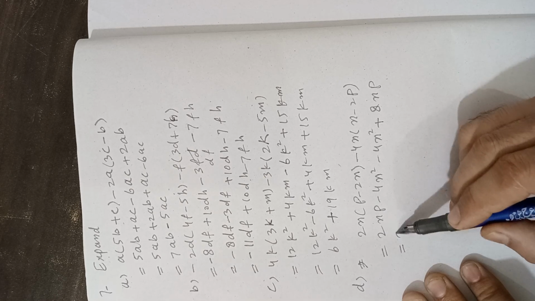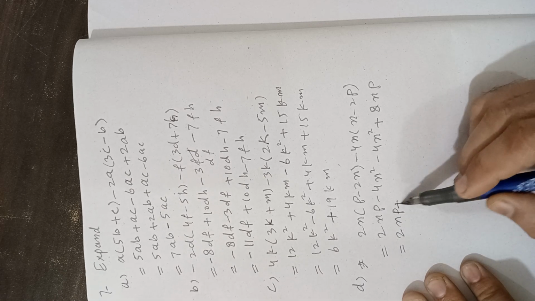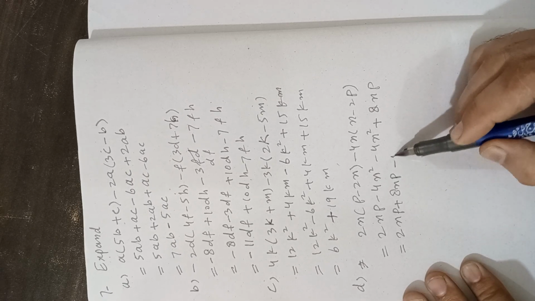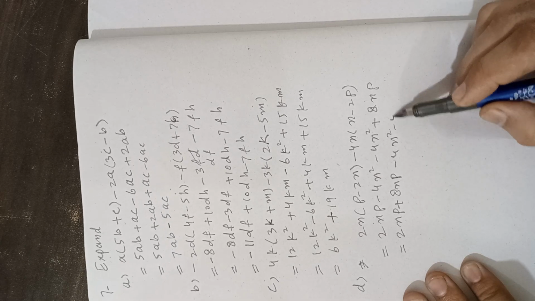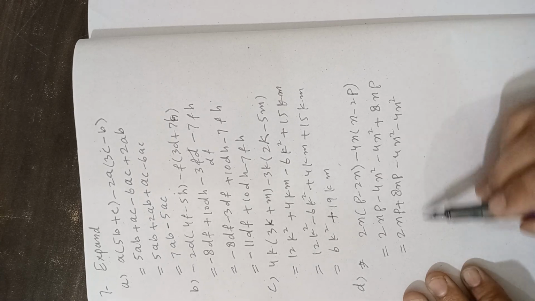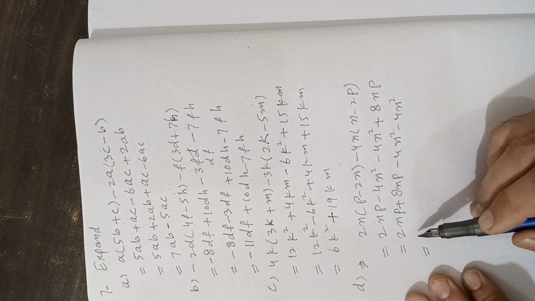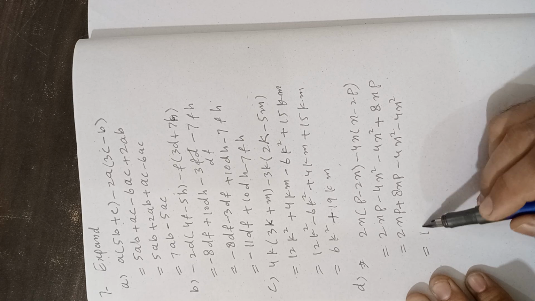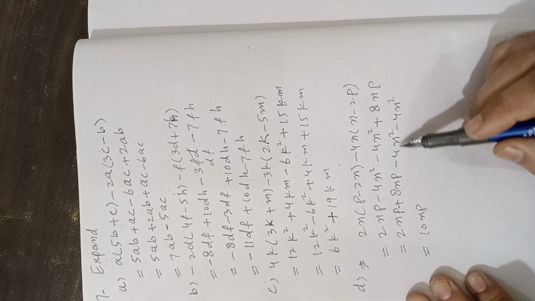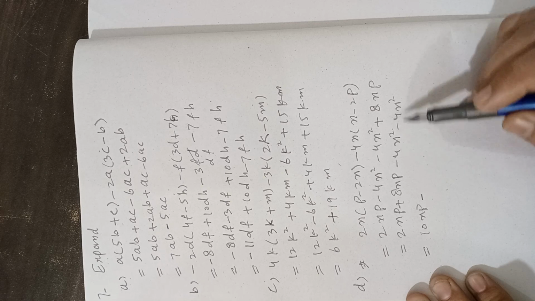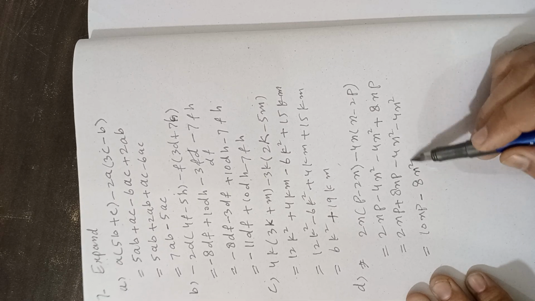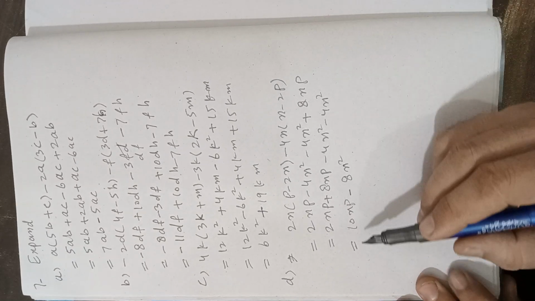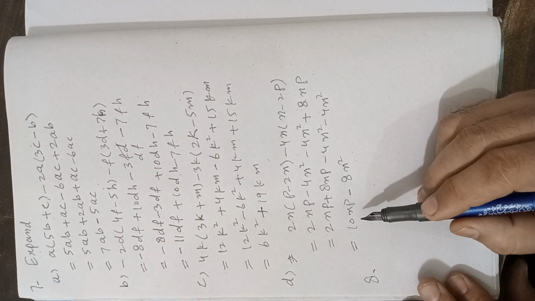So 2np plus 8np, I have arranged the similar terms together, and then 4n square minus 4n square, these are also similar terms. Because of these both same sign, we will add, and 2 and 8 makes 10np here, and these two same sign will also add. 4 and 4 makes 8n square. This is the answer. Then there is question number 8 of this exercise.